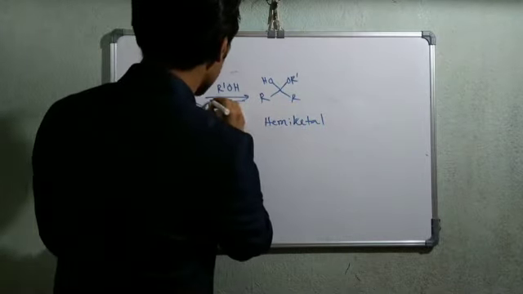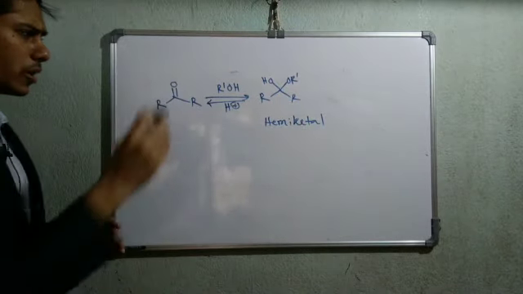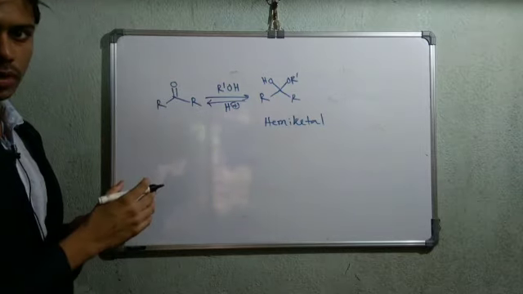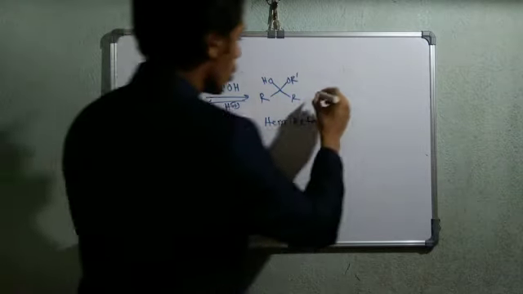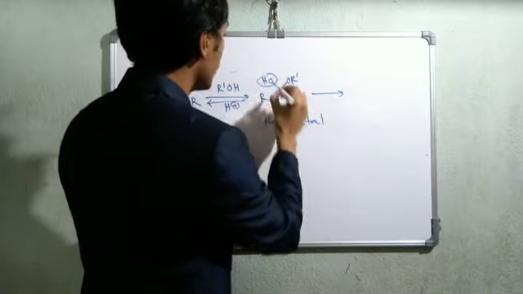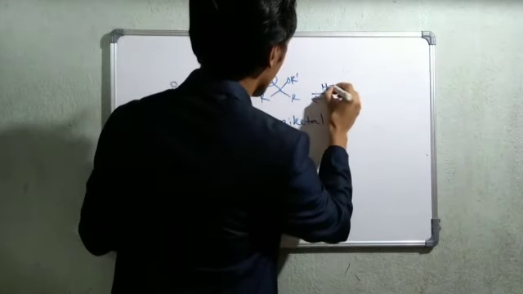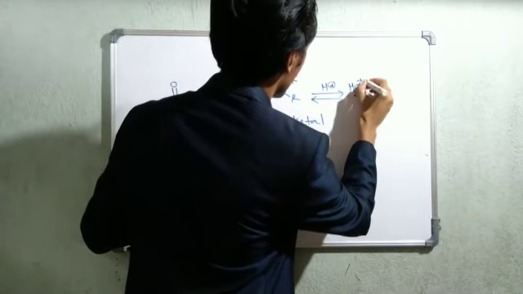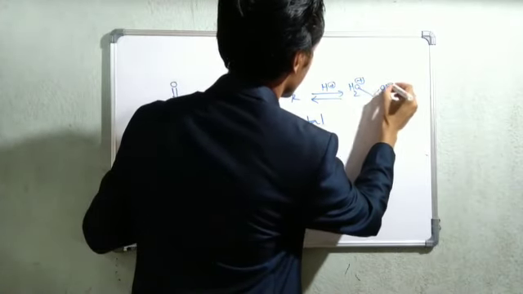Now this is a reversible reaction, but actually the reaction does not stop here, and it can go further. How can it go? This OH group can again take up a proton, and if it does so, you will have this OH2+, right?